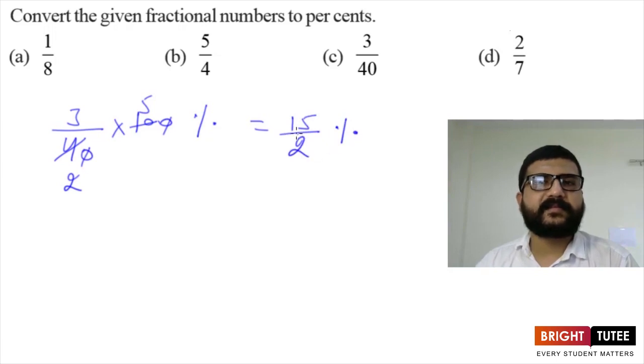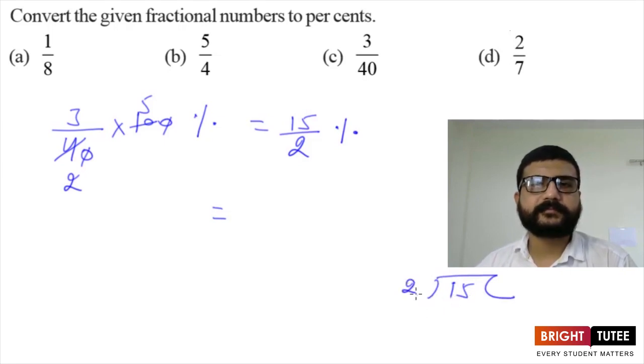We can convert this to a mixed form also. So 15 upon 2. How do we do that? We have to divide it. 15 divided by 2. 2 into 7 will give us 14. So we will put 7 here. And now we will subtract this. This will give us 1. We have to put 0 and we'll put a decimal here. So now 2 fives are 10. So 5 will come here.